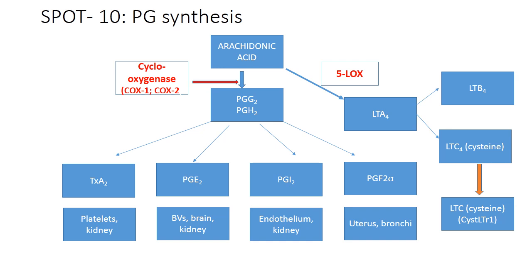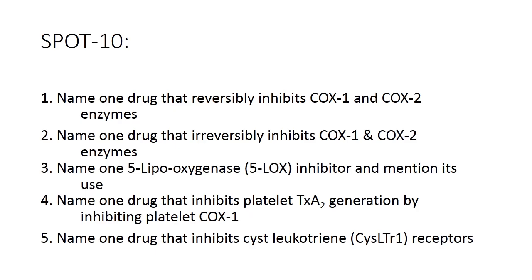Spot 10 is on prostaglandin synthesis, and there are two enzymes involved for two pathways: cyclooxygenase 1 and 2 for prostaglandins, and the lipoxygenase pathway for formation of leukotrienes. Now the question on this: name one drug that reversibly inhibits COX-1 and COX-2 enzymes. Another question is: name one drug that irreversibly inhibits the COX-1 enzyme.